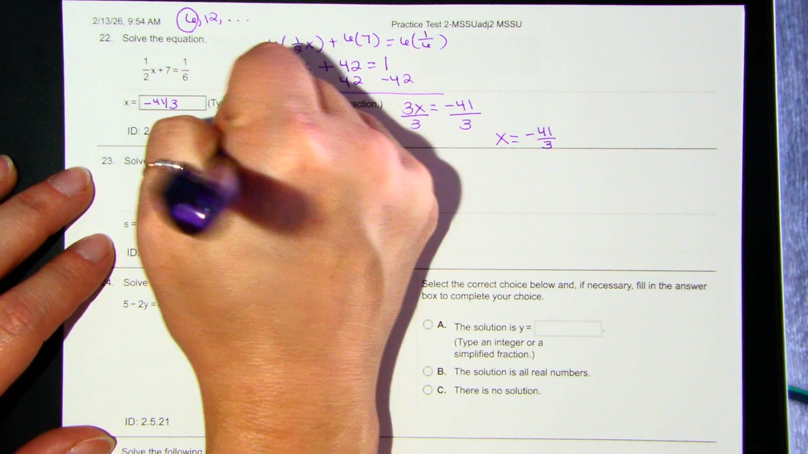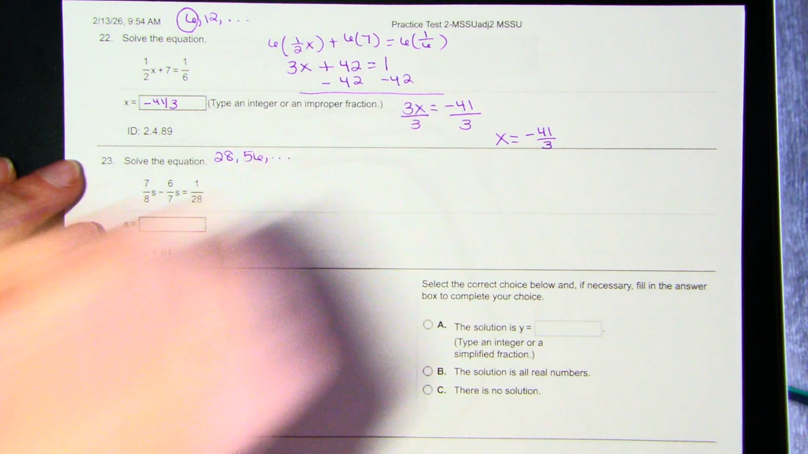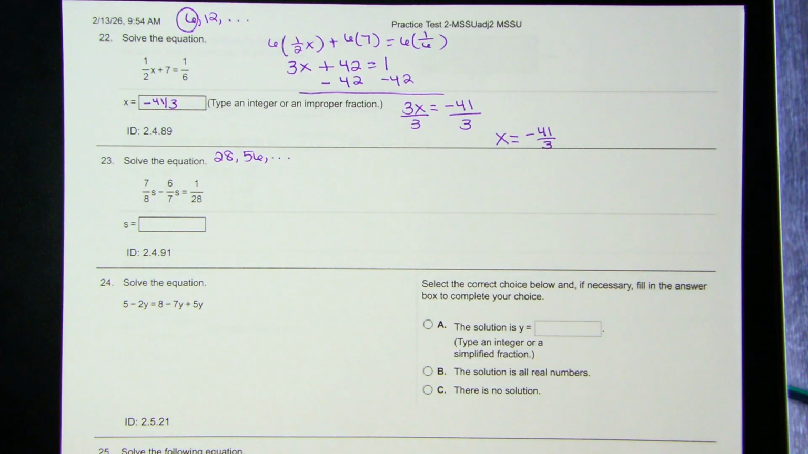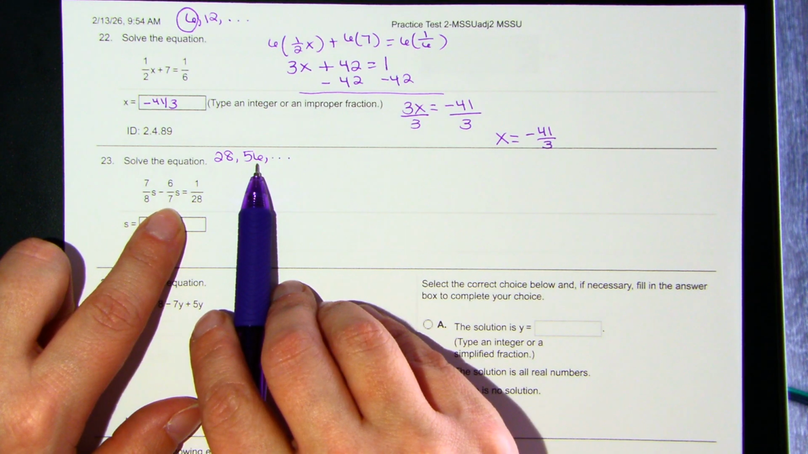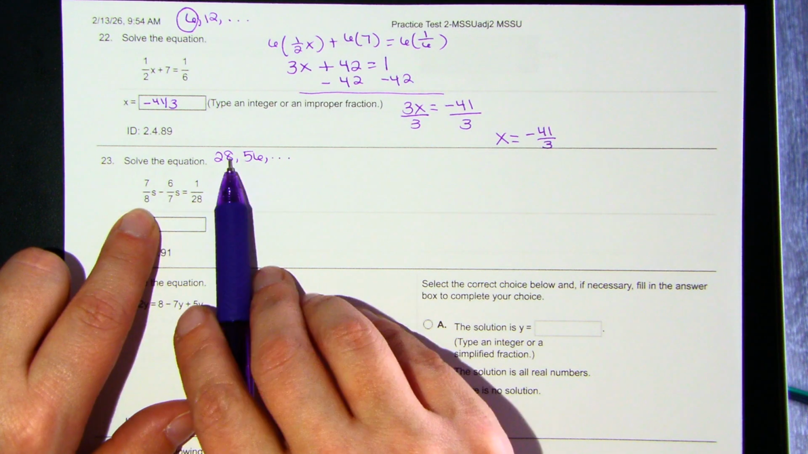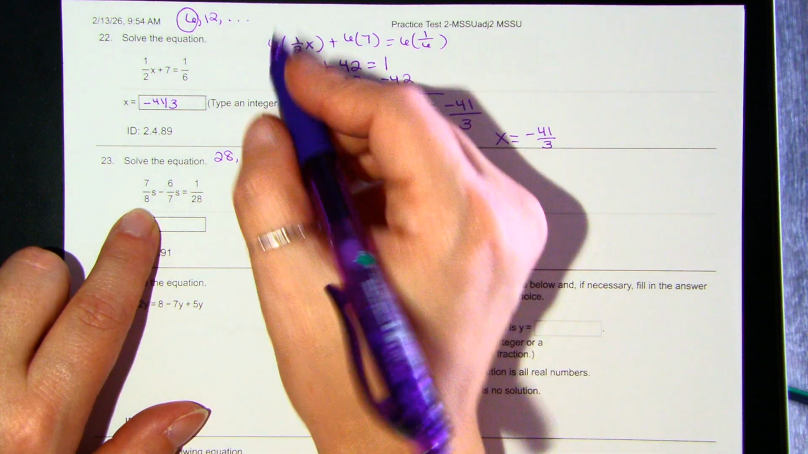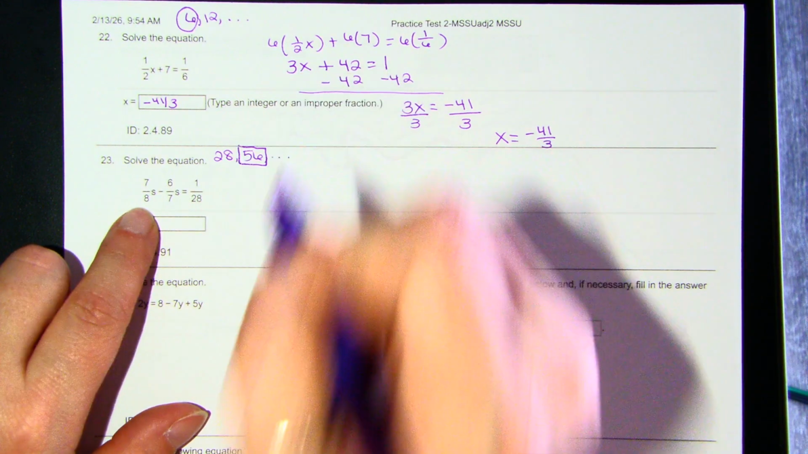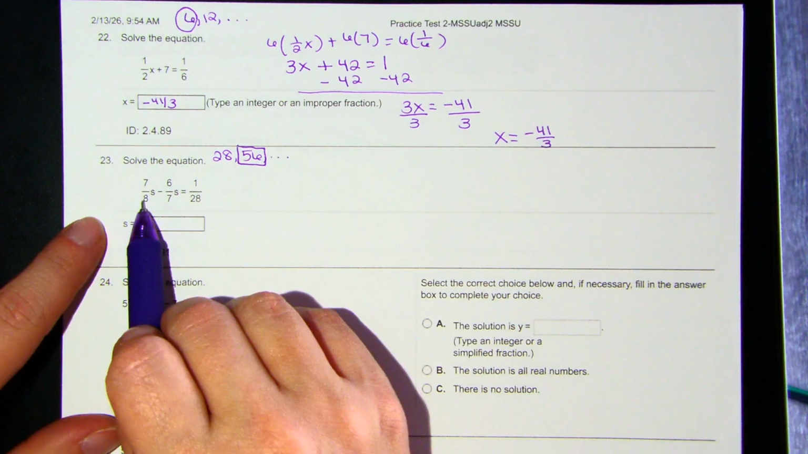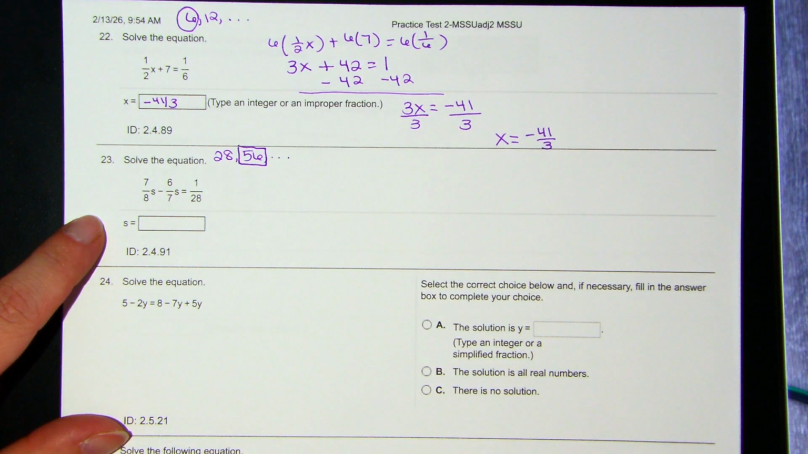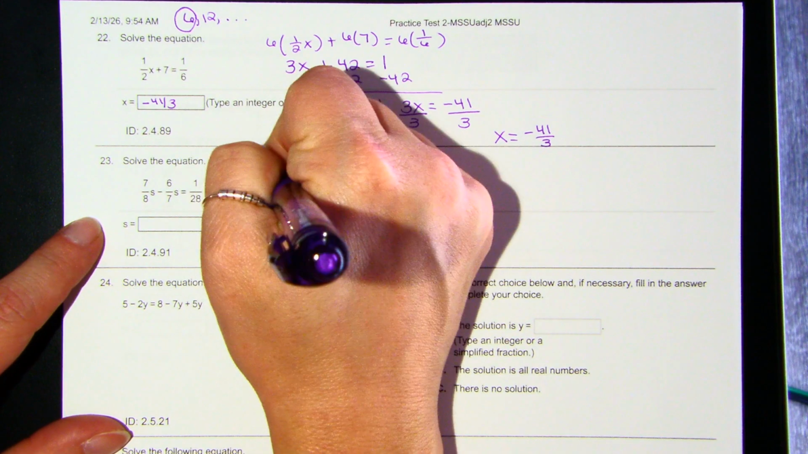So then the question becomes, does 7 go into 28? Yeah. Does 7 go into 56? Yeah, so it doesn't really help us there. What about 8? Does 8 go into 28? No. Does 8 go into 56? Yes. So 56 is the first number that all 3 of my denominators can go into. So that is my least common denominator. So I'm going to multiply every single term by 56. So I'm going to take 56 times 7/8 minus 56 times 6/7 equals 56 times 1/28.